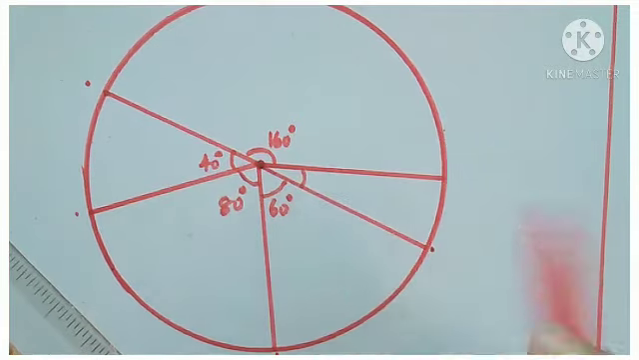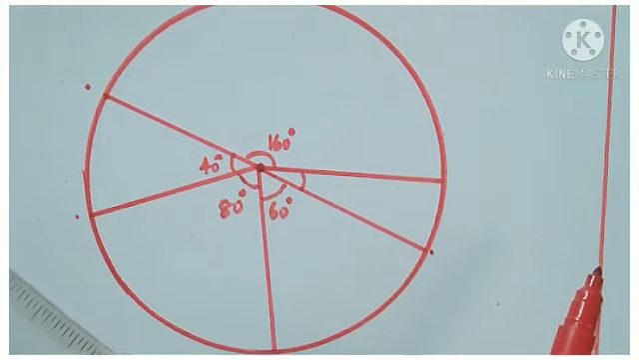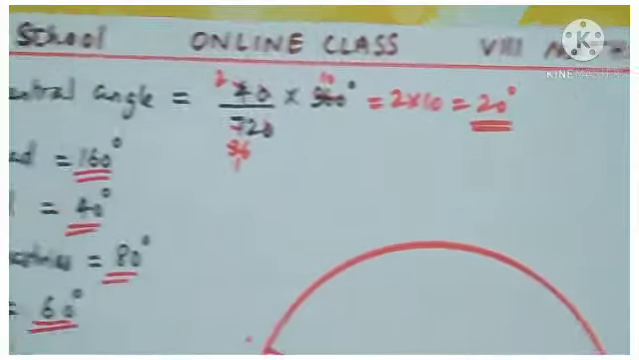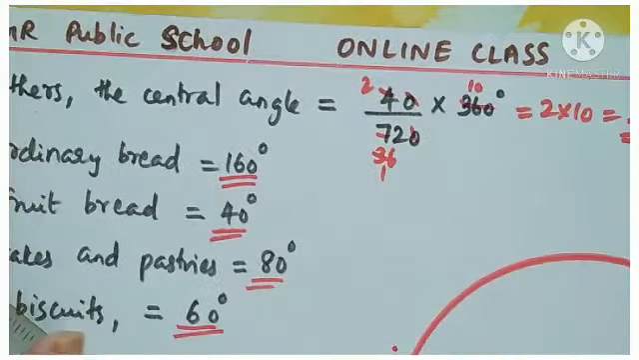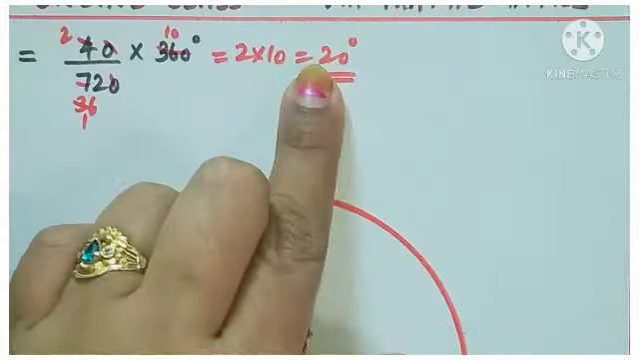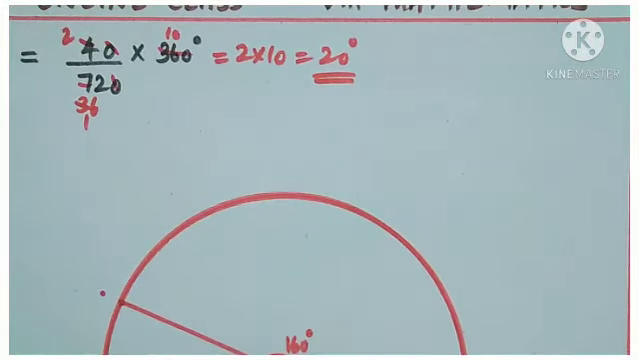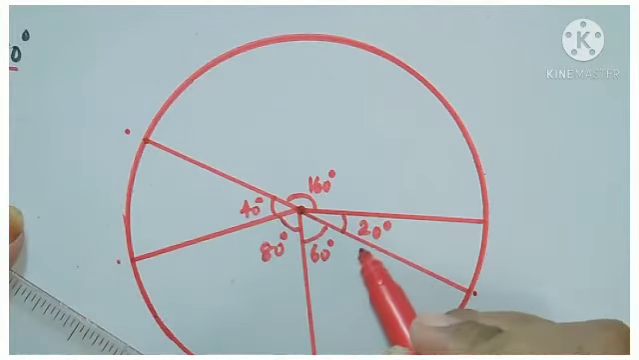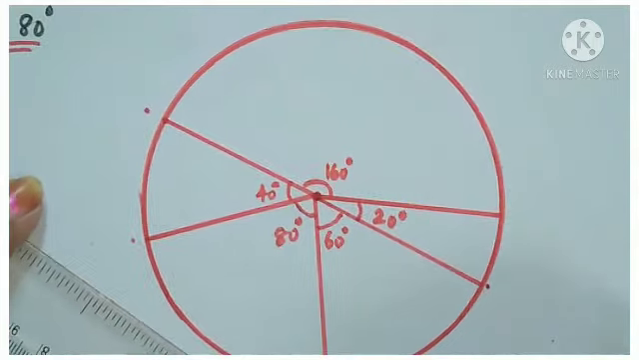This is for the others. We found that for others the central angle is equal to 20 degrees. So when you measure this angle, it will definitely be 20 degrees. Understand? So the others part is 20 degrees.